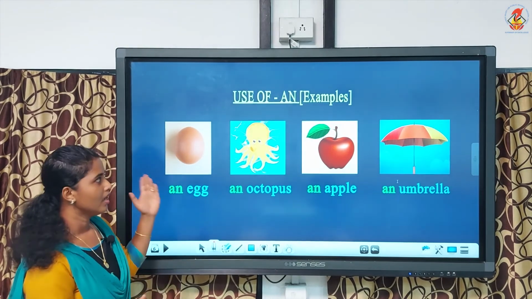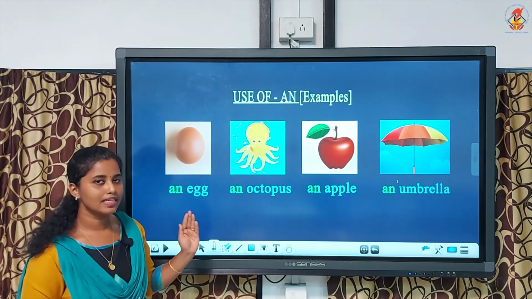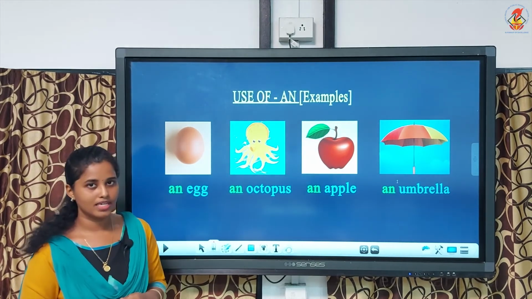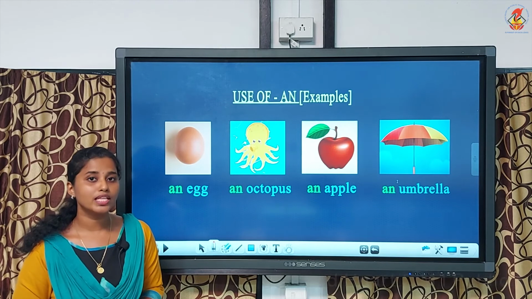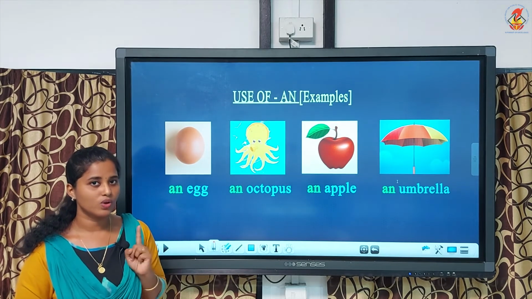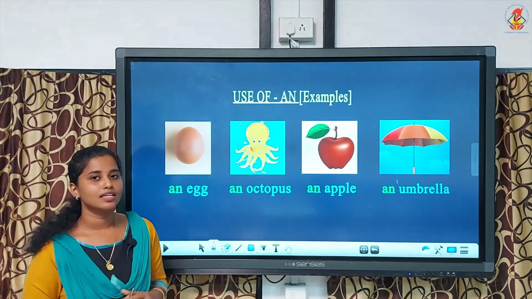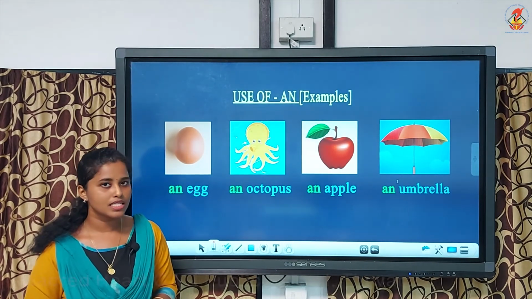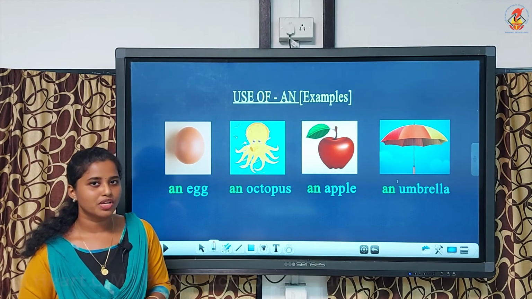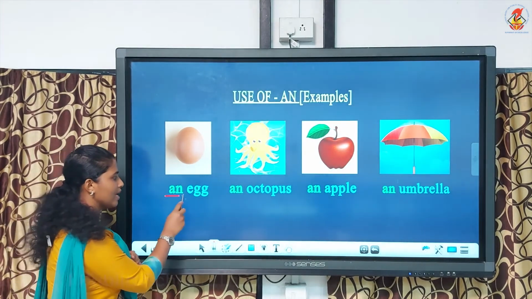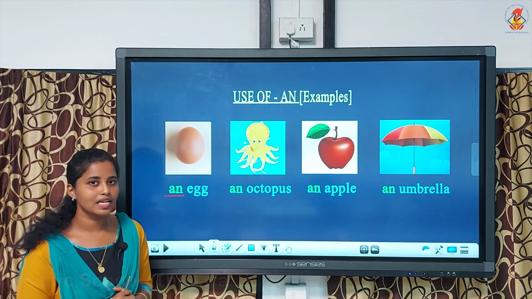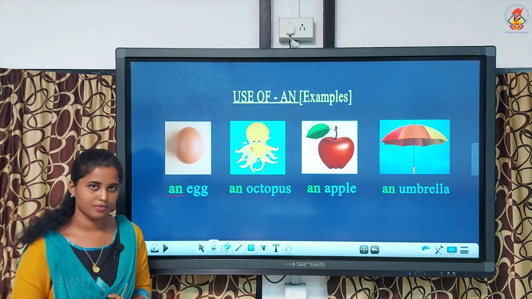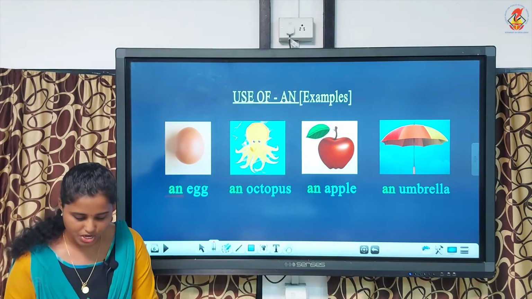So the article an is used with the naming words that begin with a vowel sound. Okay, article an is used with a naming word that begins with a vowel sound, and we should write the article an if the noun is beginning with a vowel sound. Okay, did you understand, children?